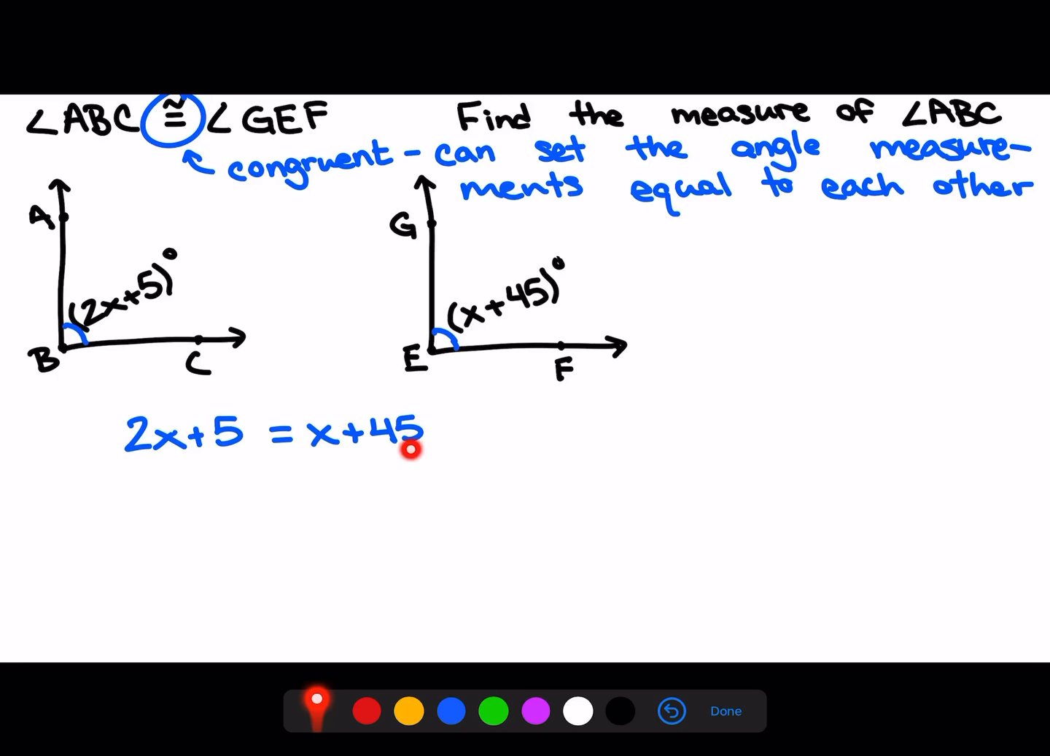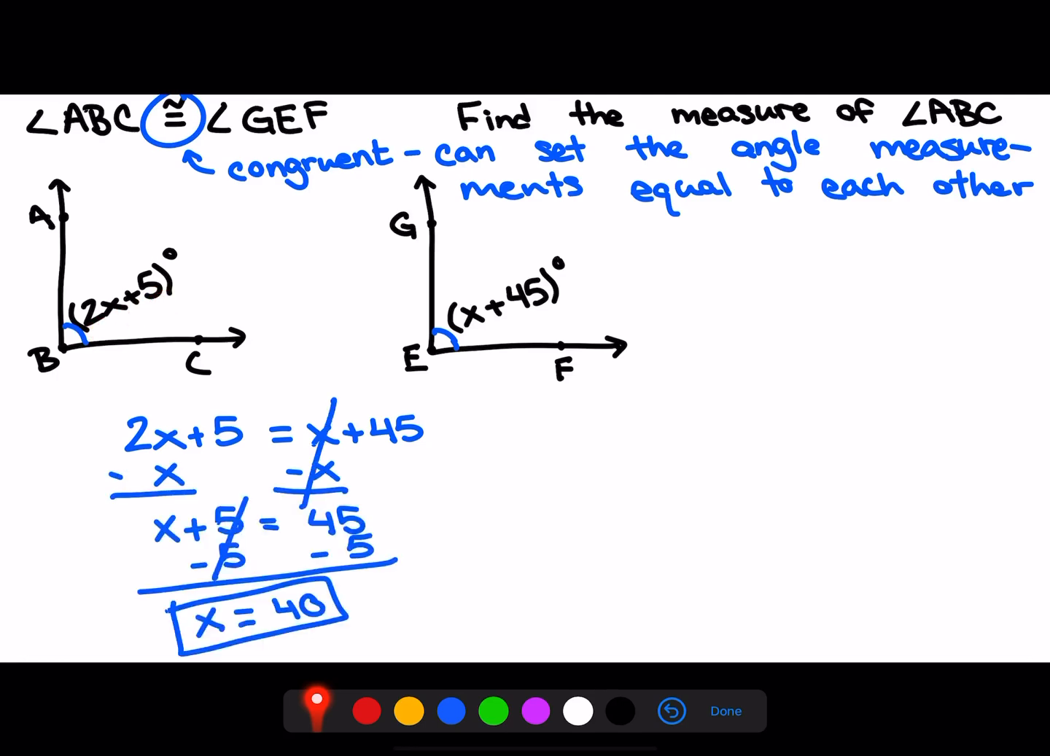From here, we just need to solve for x, because once I have x, then I can find the measure of angle ABC. So to do that, we go ahead and we subtract an x from both sides, which will give us x plus 5 equals 45. From here, I can subtract 5 from both sides. 5s will cancel out on the left. This will leave us with x equals 40.